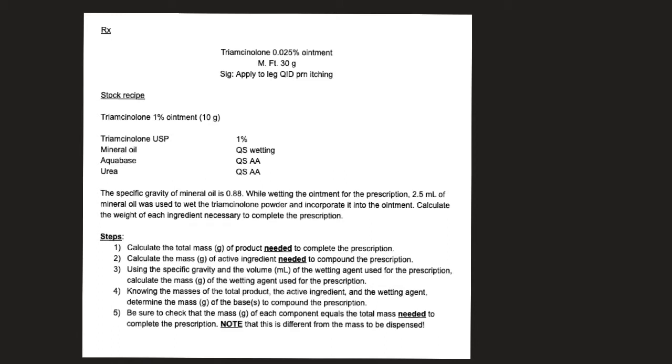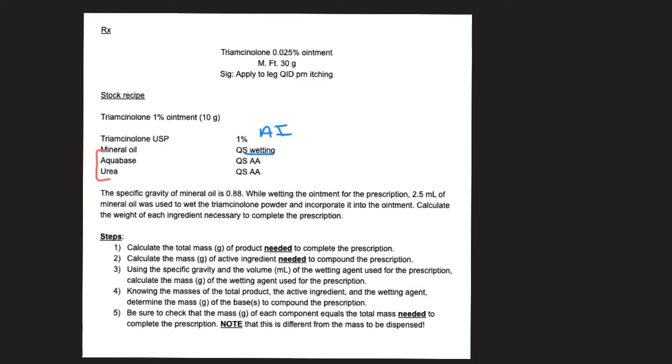It's going to use triamcinolone 1%, mineral oil as needed for wetting, and aqua base and urea, which are the bases, QSAA, meaning of each. So we're going to have equal parts of aqua base and urea, which is the base. So the active ingredient is triamcinolone, the wetting agent is mineral oil, and the bases are aqua base and urea. And we're going to have equal parts of the aqua base and urea.